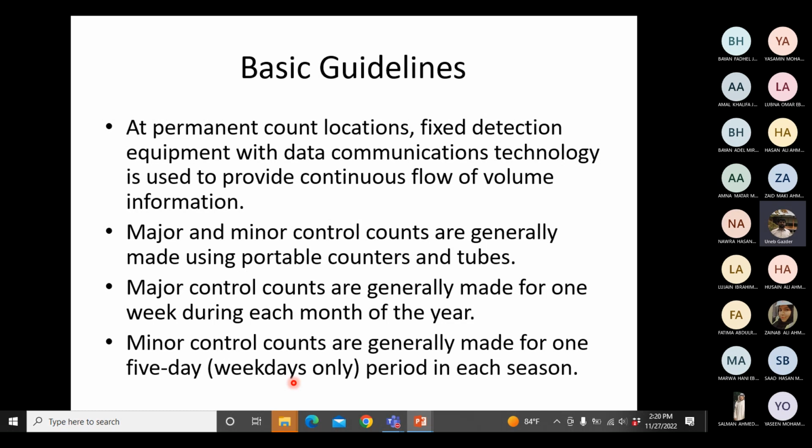Okay, now season means a period of 3 to 4 months. Don't say that in Bahrain the season doesn't change, so we will only collect it once in a year. It's not related to the weather conditions. Season means the traffic variation seasons. So after every 3 to 4 months, you collect data for weekdays. Permanent throughout the year, major 1 week every month, and minor 5 days every season.